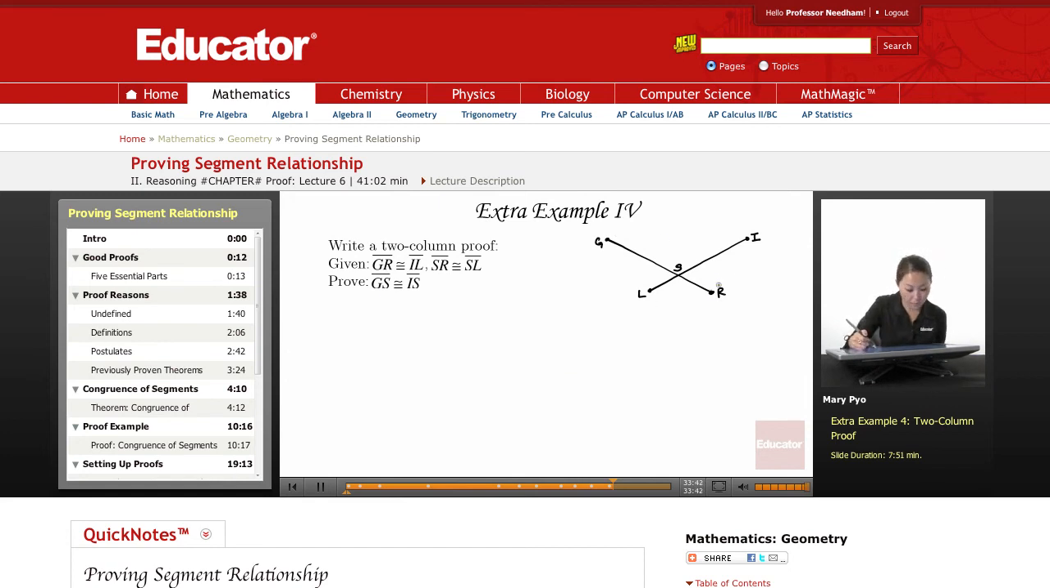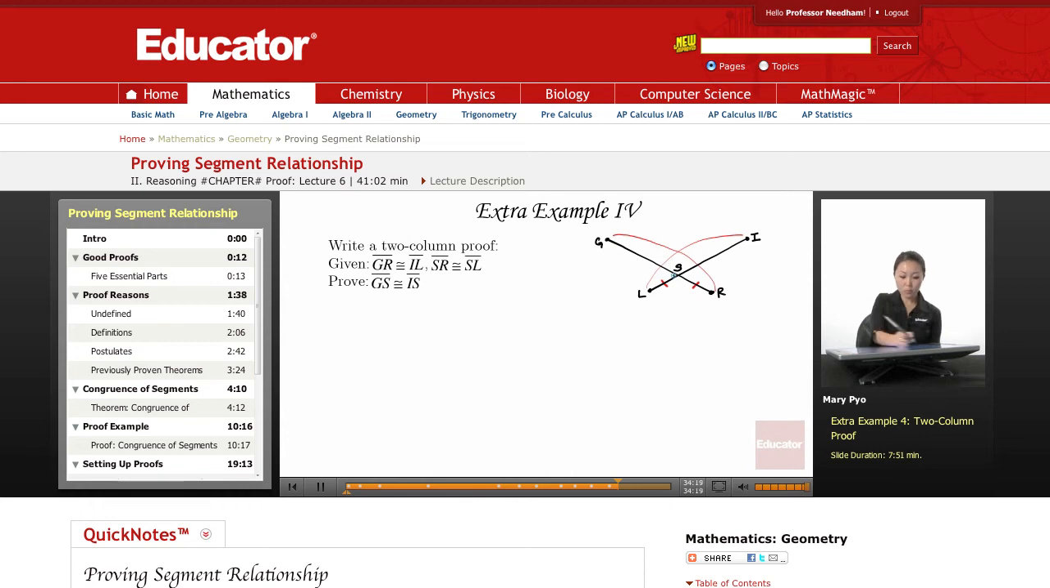GR is congruent to IL. So GR, this whole thing, is congruent to this whole thing. SR, this short one, is congruent to SL. I have to prove that GS is congruent to IS. Now, I'm not going to mark that yet, right? Because I have to prove it. It's not true yet until I'm done with my proof.